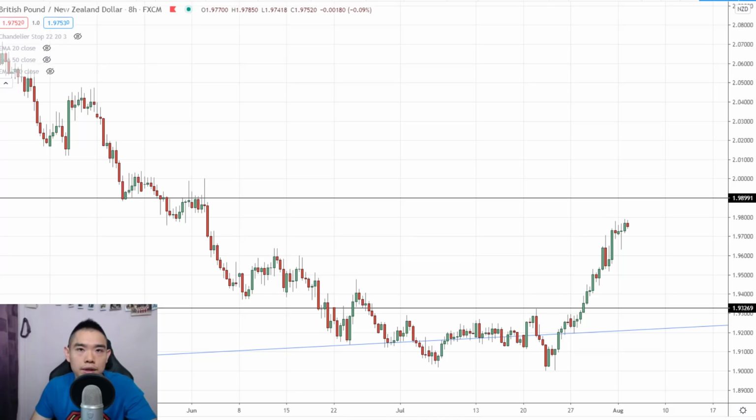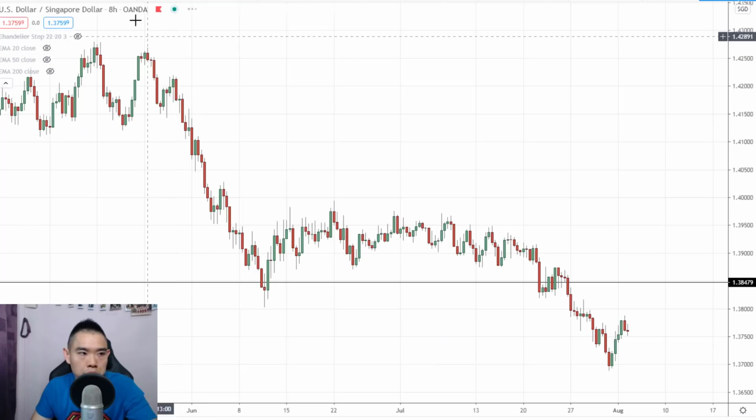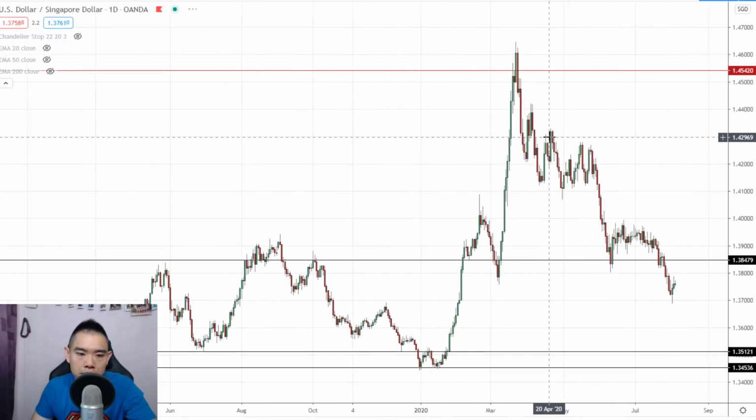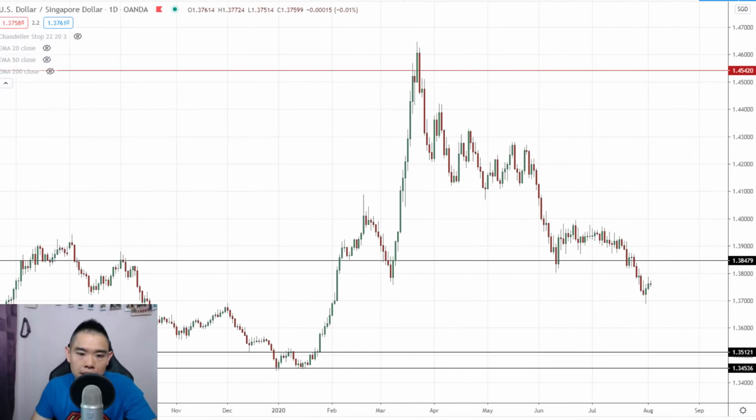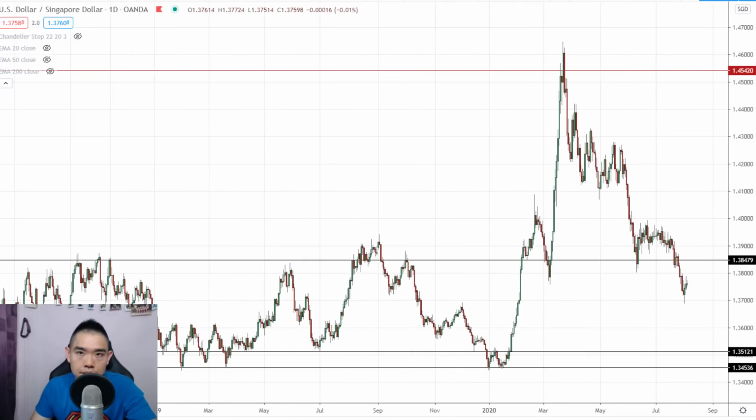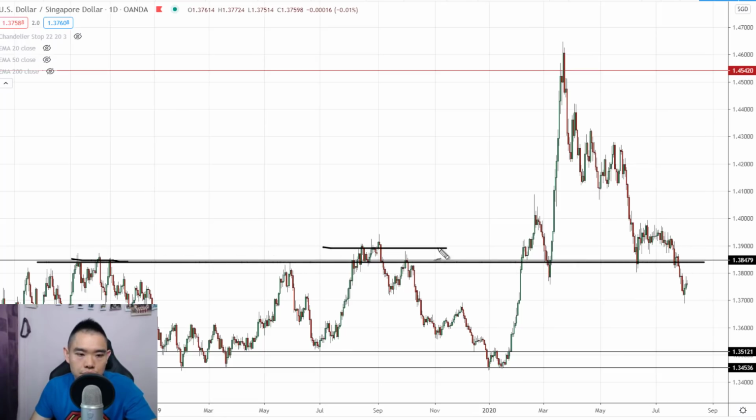Moving on, next one. Dollar against the Sing, a currency that's near to home. So again, big picture analysis. Let's look at the daily time frame. You can see that over here, this market has broken below this key area of support. Let me just zoom out even further. You can see this area here. Previously we had resistance, previous resistance becomes support, tested once, twice, and now we have a breakdown.